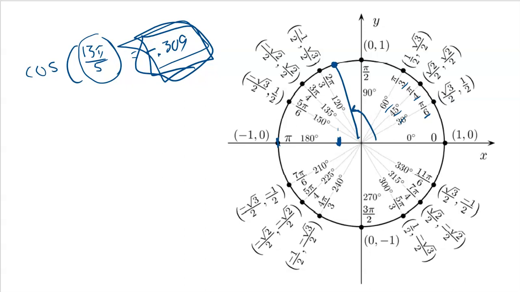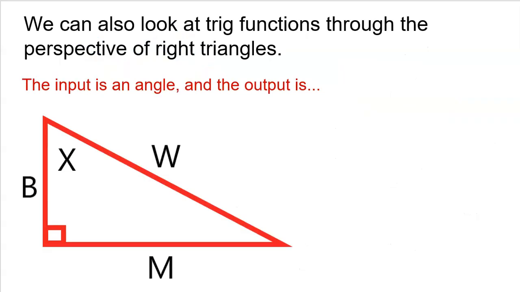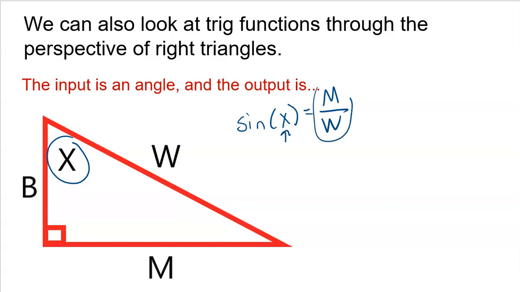Okay. All right, now we could also think about these trig functions through the eyes of a right triangle. Again, this goes all the way back to the beginning of what we learned about trigonometry. But I do want to emphasize this, that trig functions can also be looked at as triangles. So, for example, sine of angle x. If I plug angle x into this function, if I plug an angle right here into sine, the output is the opposite m divided by the hypotenuse w, right? So again, input angle, output. This time, since I'm working with a triangle, the output is the opposite divided by the hypotenuse.